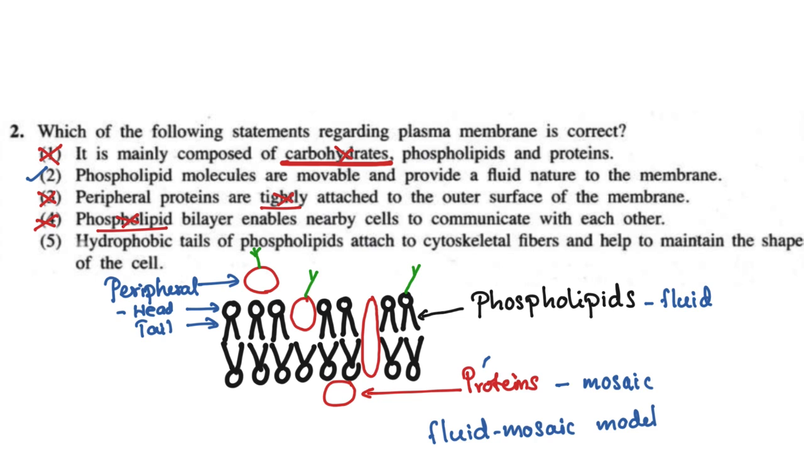The tail does not like water. They always try to stay in the other side of the membrane. Here this answer says hydrophobic tails of phospholipids attach to cytoskeletal fibers and help to maintain the shape of the cell. The hydrophobic tails are facing towards the inner side of the plasma membrane, so there is no chance for them to attach to cytoskeletal fibers and help to maintain the shape of the cell.